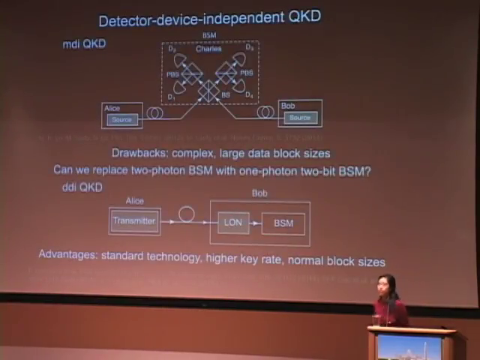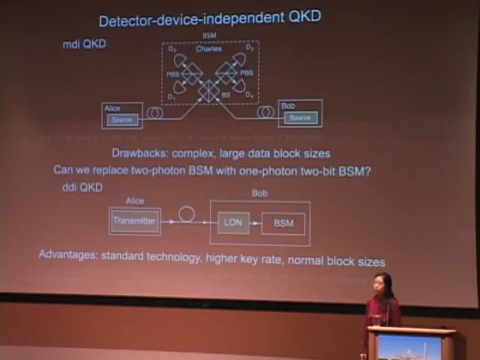So let's start with what is detector-device-independent QKD. Before that, we already know what measurement-device-independent QKD is. Alice and Bob prepare two quantum states independently and then send them to a third party, Charlie, to do a Bell state measurement. In this protocol, we assume the third party Charlie can be totally untrusted, so it can remove all the detector side channels.